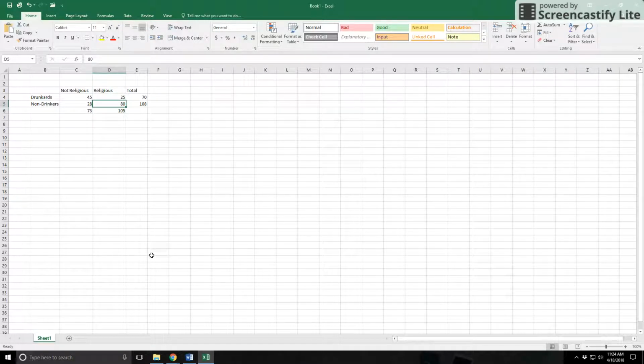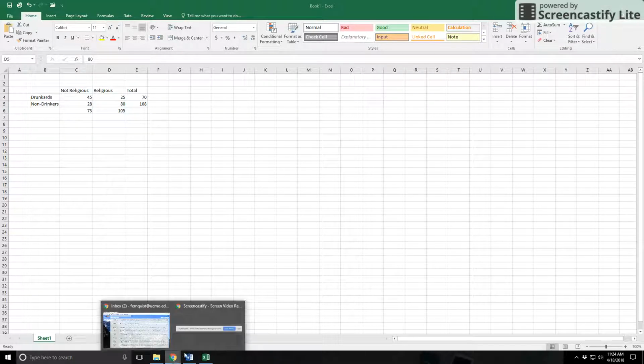So that's how you make a table for number 4 when your independent variable has more than 2 categories. Let me know what questions you have.